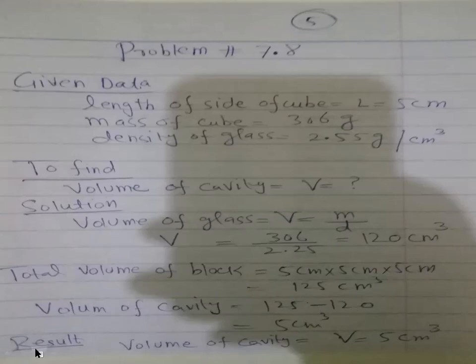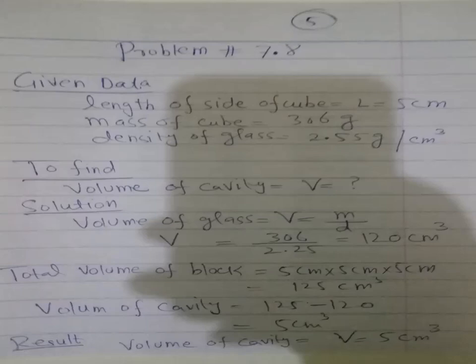I repeat, 7.8 numerical. First of all, I read the statement for you. A cube of glass 5 centimeters in size and mass 306 gram has a cavity inside it. If the density of the glass is 2.55 gram per centimeter cube, find the volume of the cavity.